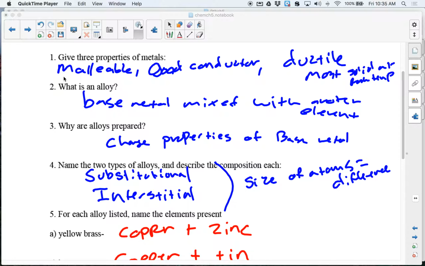Alloys are prepared to change the properties of the base metal. I see a lot of people put to make it stronger. Well, that would be a specific property that you would want to change. But overall, we would say to change the properties. Physical properties, yeah.